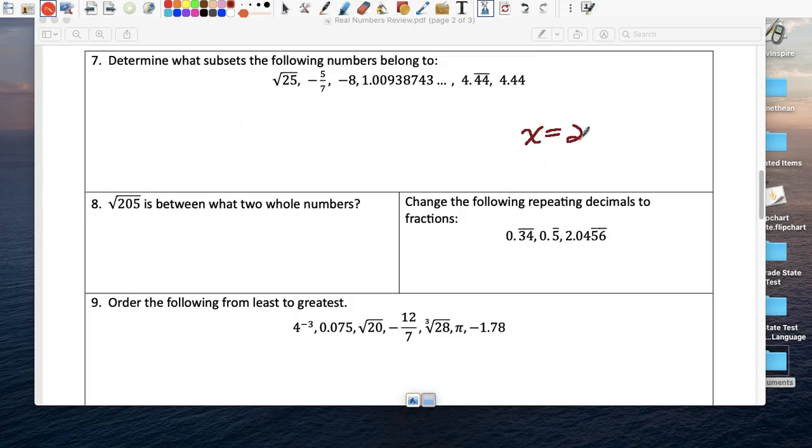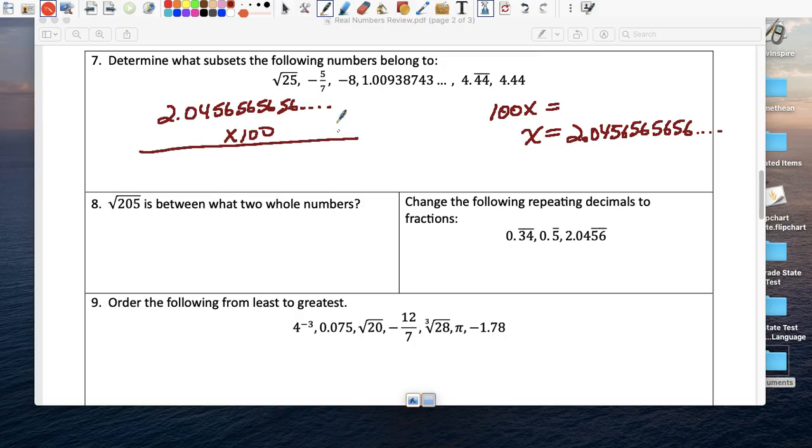Next one. Let's write x equals 2.0456565656 repeating, and I'm just going to put dot, dot, dot. How many numbers are repeating? There are two numbers repeating, so we must multiply both sides by 100. So x times 100 is 100x. On the other side, 2.0456565656, dot, dot, dot. The shortcut is to move the decimal 2 over: 1, 2. So our answer is going to be 204.565656, dot, dot, dot, forever and ever.